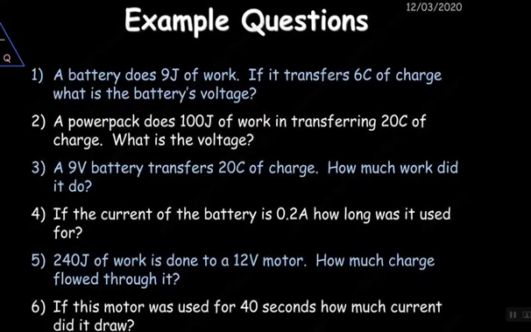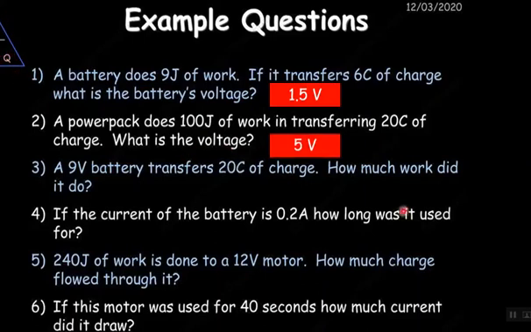So we have the W, we have the Q. So 9 divided by 6 gives me 1.5. A power pack does 100 joules of work transferring 20 coulombs of charge. What is the voltage? 100 joules divided by 20 coulombs gives me 5 volts. A 9-volt battery transfers 20 coulombs of charge. How much work does it do? We want the work, the voltage times the charge. 9 times 20 gives me 180 joules.